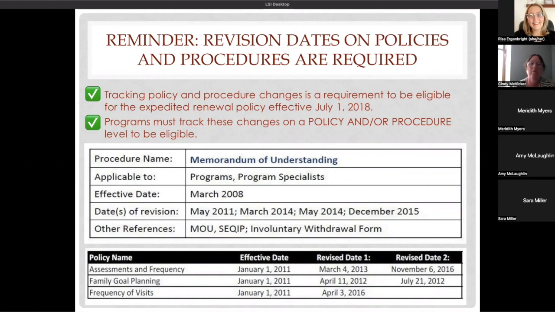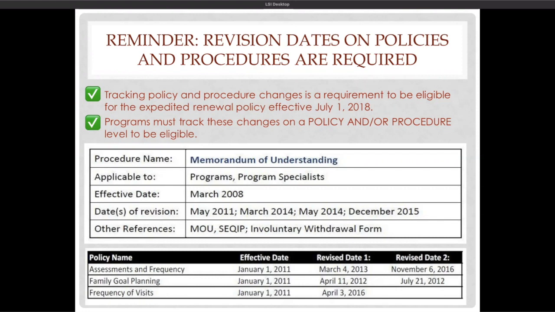The main one here is just that reminder that revision dates on policies and procedures are required as of July 1st, 2018, in order to be eligible for an expedited renewal. So if you're a program that would want to take advantage of an expedited renewal, or you have earned above 90% in adherence on your last peer review report, this is something you have to have in place. You have to be tracking any dates that there's been a revision to any policies, and also what those revisions are. There's a couple of different ways to do it.